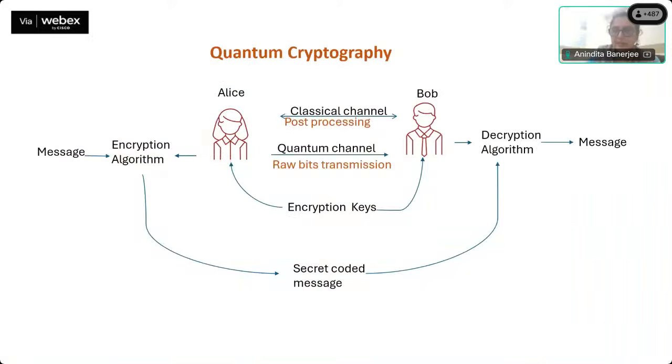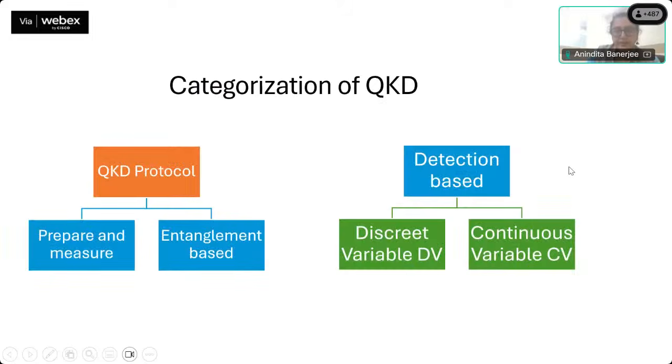Here, these two channels are very important. Please remember, the classical channel is a secure classical channel. The quantum channel is an insecure quantum channel. There are three categories which I had already mentioned. Encryption algorithm, decryption algorithm would be anything which uses symmetric key cryptography. And that's it, I think.